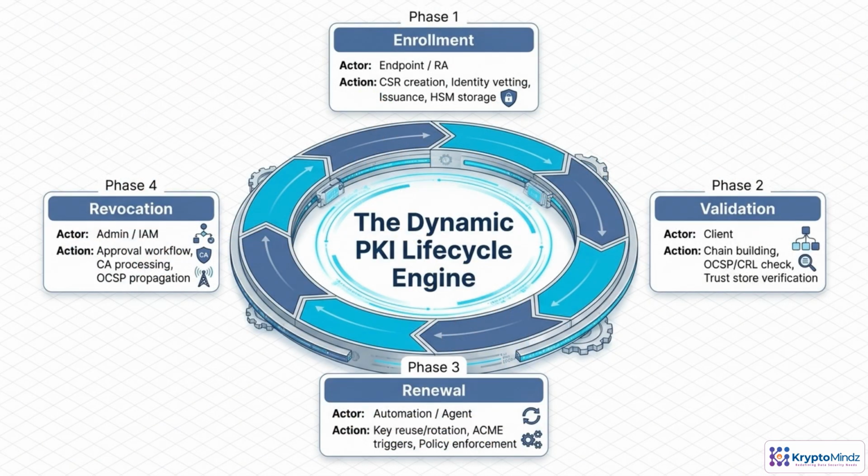PKI is a lifecycle engine that never stops running. It begins with enrollment. An endpoint or registration authority creates a CSR, identity is vetted, the CA issues a certificate, and keys may land in an HSM. Next comes validation. Clients build the chain to a trusted root, check CRLs or OCSP, and compare policies with their local trust store. Then renewal takes over. Automation or agents decide whether to reuse keys or rotate them, trigger ACME or other workflows, and enforce policy. Finally, revocation handles exceptions, pushing changes through approval workflows, CA processing, and OCSP, so relying parties can react quickly.